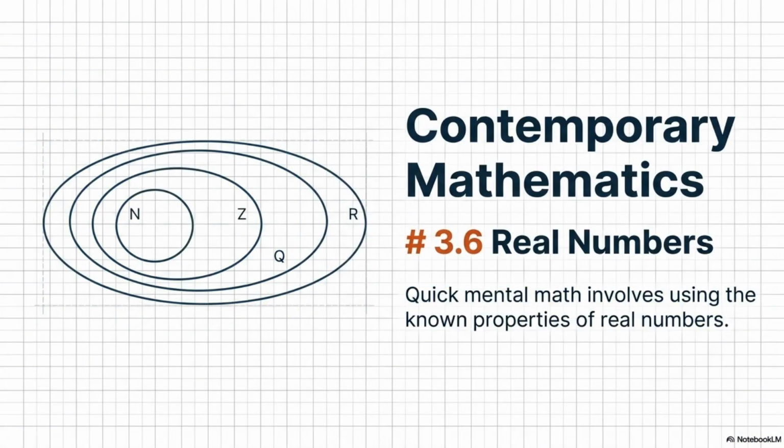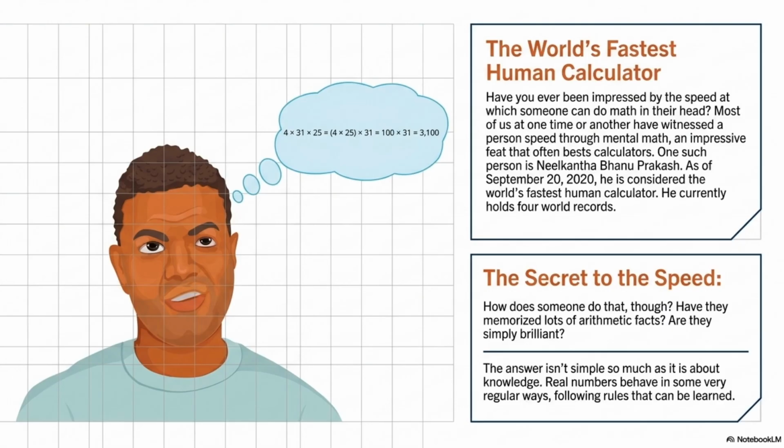Welcome to this custom deep dive. You know, whenever Neelkantha Bhanu Prakash breaks another world record for mental math, my immediate instinct is just to assume he was born with a silicon chip in his head. Oh, yeah, like a literal human calculator, right? But when you look at section 3.6 of chapter 3 from Contemporary Mathematics, it becomes pretty clear that it's actually not about raw processing power. Right. It's really about exploiting the architecture of numbers.